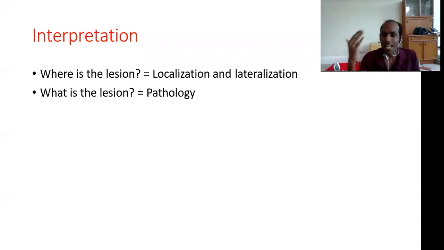And with your examination, you should be able to answer this question perfectly. The next question is, what is the lesion? And that is the etiology or pathology of the lesion. Whether it's an infection, an inflammatory disease, a degenerative disease or a vascular disease, these are all pathologies. But remember that some of them can be addressed with the examination, but some of them you need the history as well. So you maybe won't be able to identify all the pathologies with your examination.